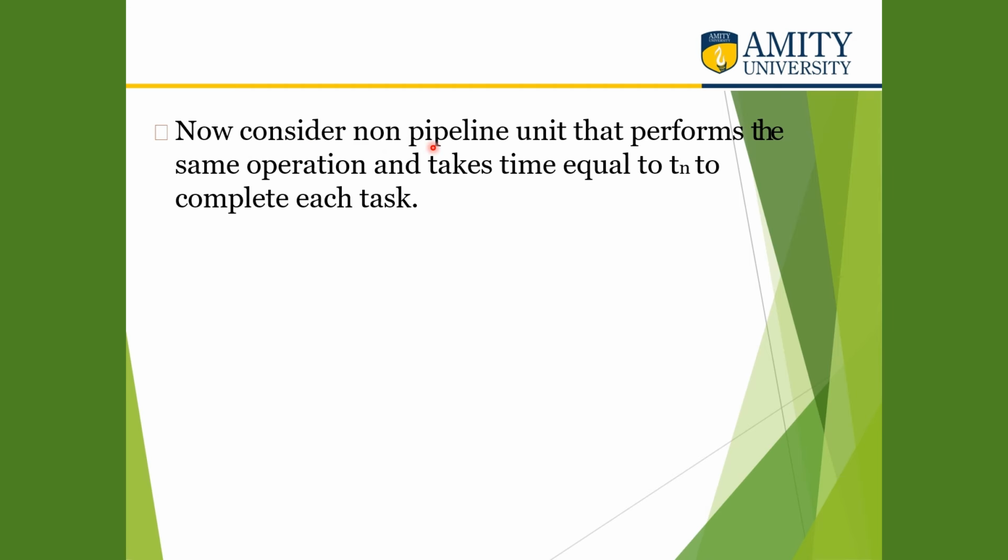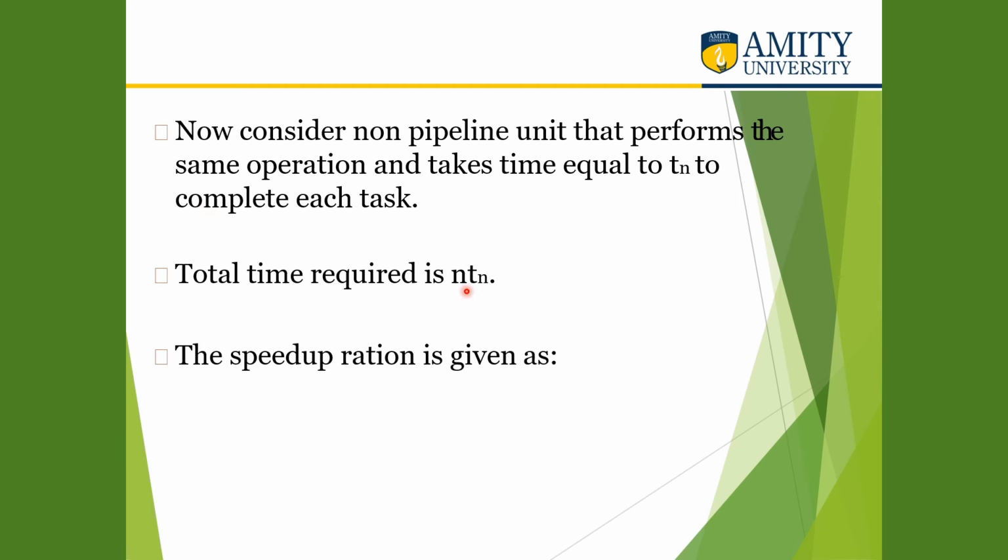Now consider a non-pipeline unit that performs the same operation and takes equal time tn. We're going to take tn for a non-pipeline system; we had tp last time. The total time required is n tn, because we do not have any segments this time, so it takes tn time for each task, multiplied by n tasks. Hence the speedup is given as n tn upon k plus n minus 1 tp.